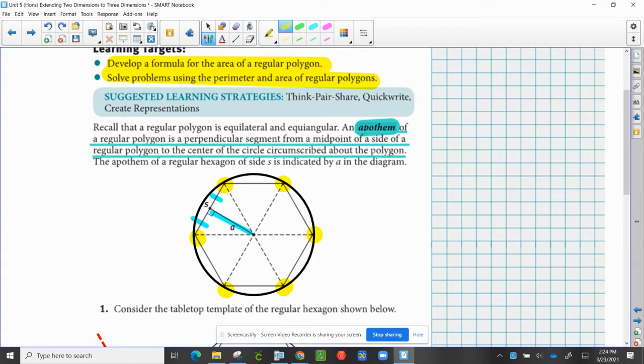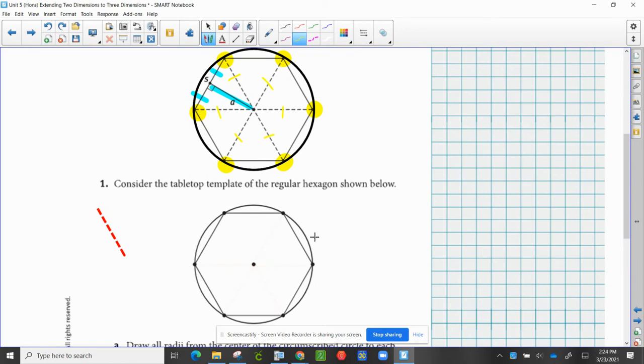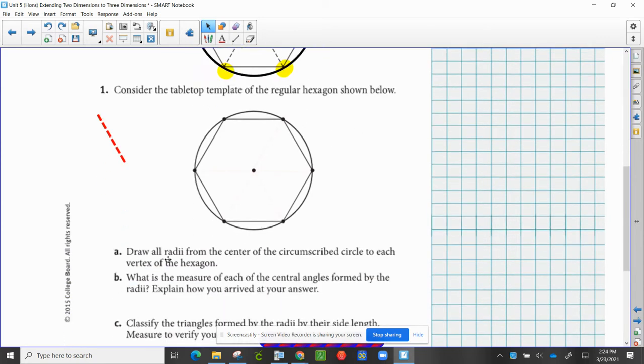If we look, we have all these different radii on this circle. So we know all radii are congruent. So we have this picture here that I'm going to make the same exact thing here, but it says, consider this template of a regular hexagon. It wants us to draw radii from the center of the circle to each vertex of the hexagon. So it's going to look something like this.